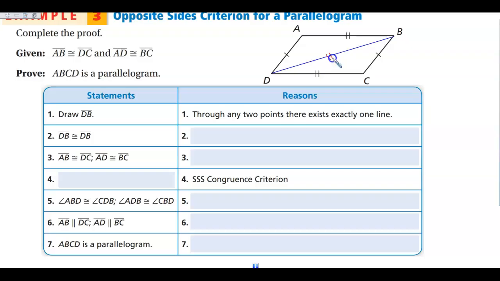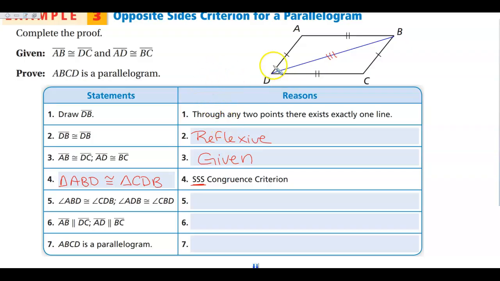DB is congruent to itself. That is our reflexive step. AB is congruent to DC, AD is congruent to BC, that information is given to us. Side, side, side is a triangle congruence theorem. So I can say that triangle ABD is congruent to triangle CDB by side, side, side.